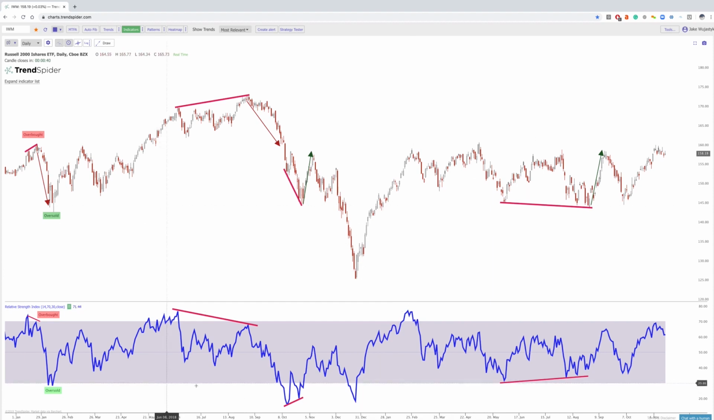Anything below 30, so this area right here, would be considered oversold, meaning that sellers have come in and the selling may be overextended, or the price is just that weak and buyers are really just not even in the picture, and there could be further selling ahead. It really depends on what you're looking at, what time frame you're looking at.